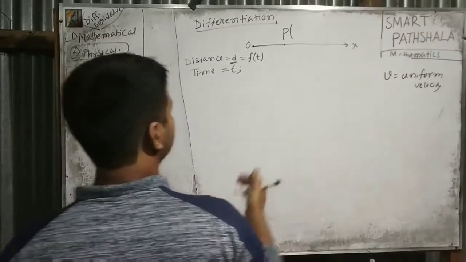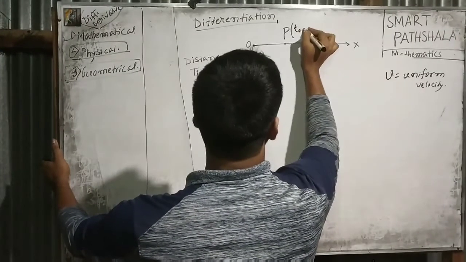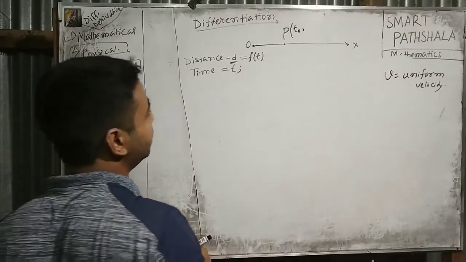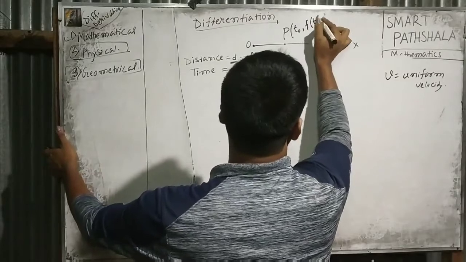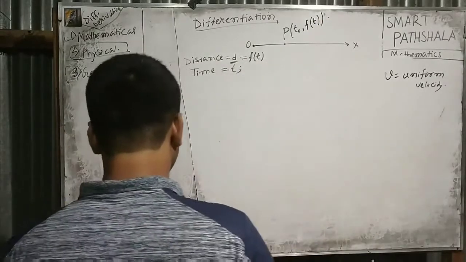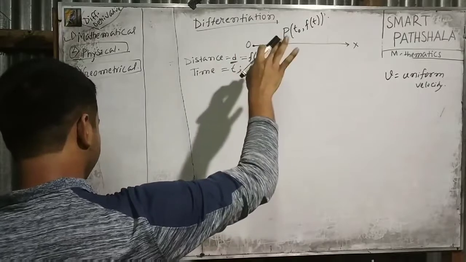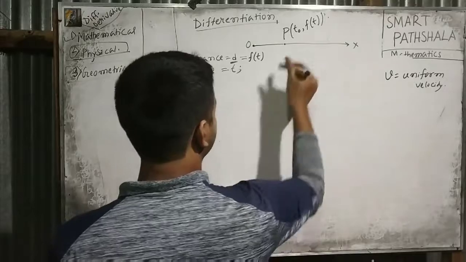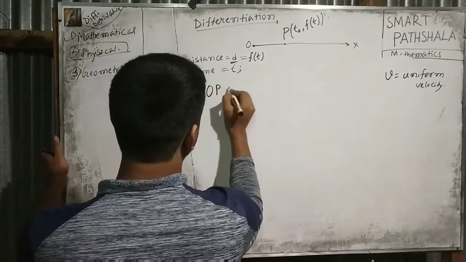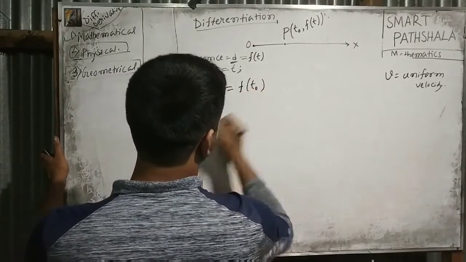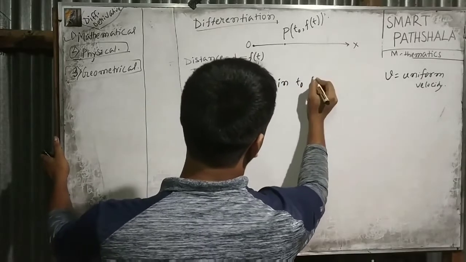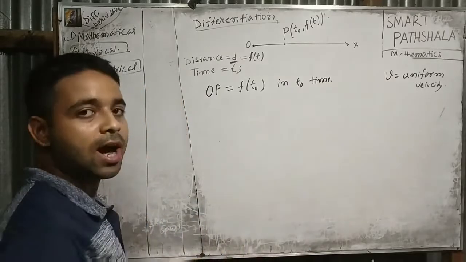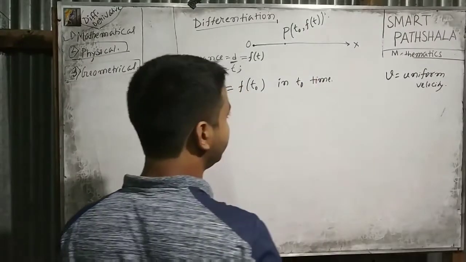Perfect. Now, suppose at time t0, I have traveled a distance of f of t0. Right? I have traveled a distance of f of t0 at time t0. Remember, this is time, this is the distance. So we have OP as f of t0 in t0 time.